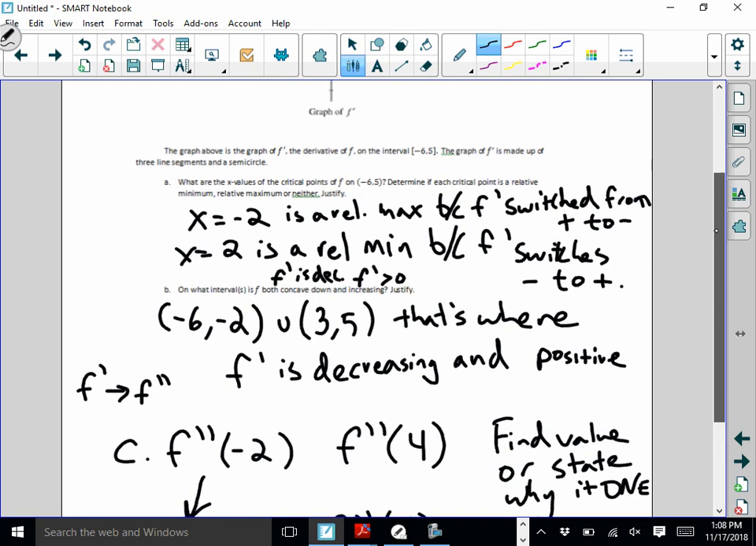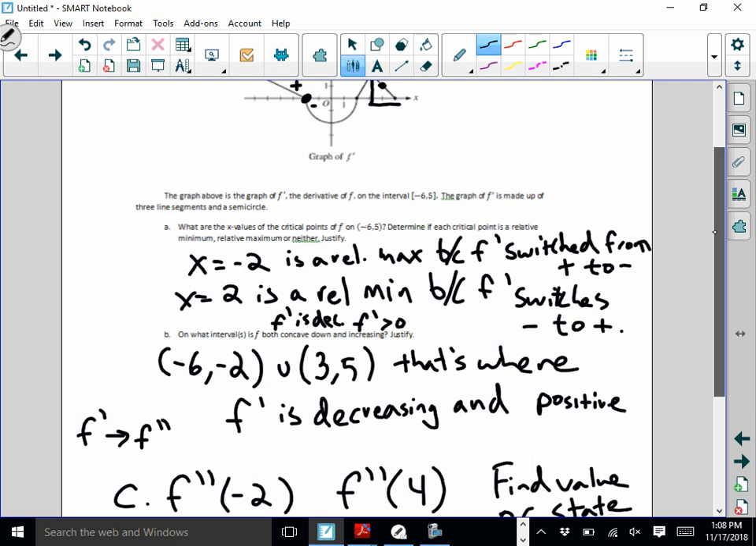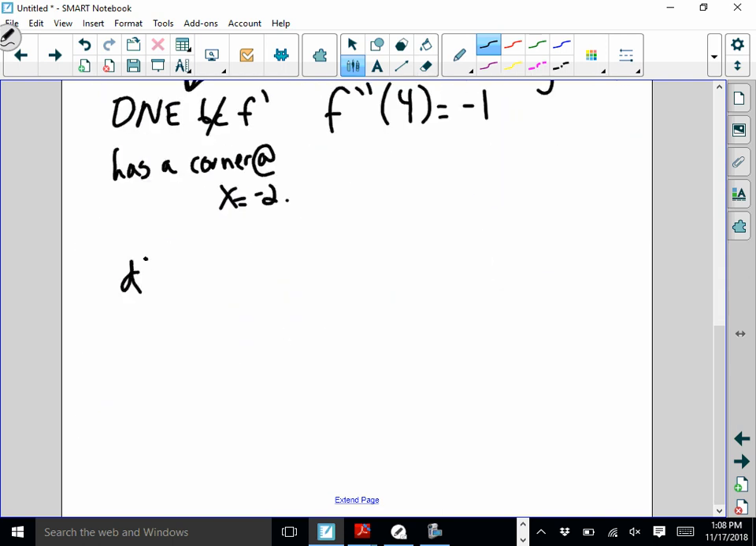Good. And then part D asks for the inflection points. Do you want the inflection points of f? Okay. So inflection points of f, right? We know two different definitions. It's when f prime goes from increasing to decreasing or vice versa. We also know it's when f double prime switches signs.